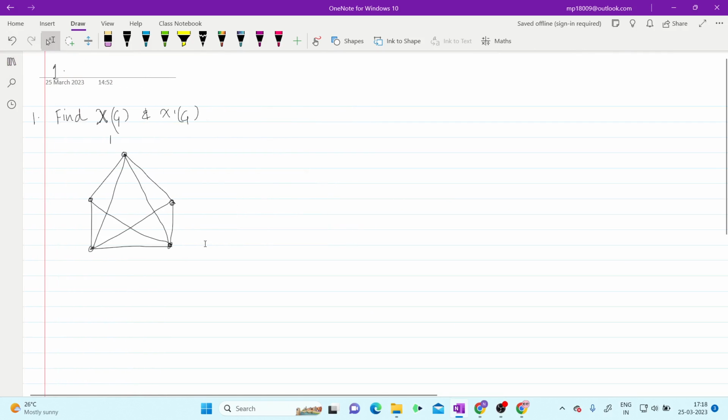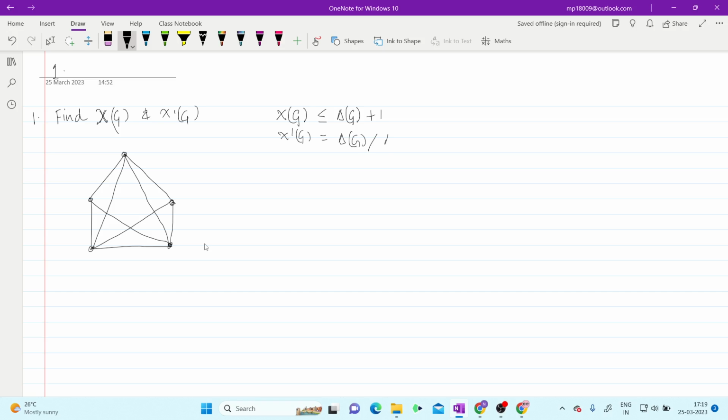So the first question is taken from the assignment. We have that the chromatic number will always be less than or equal to the maximum degree plus 1, and chromatic index has only two possibilities. It is either the maximum degree or the maximum degree plus 1. So in this particular graph, what is the maximum degree of the graph? Yes, the maximum degree of this graph is 4.